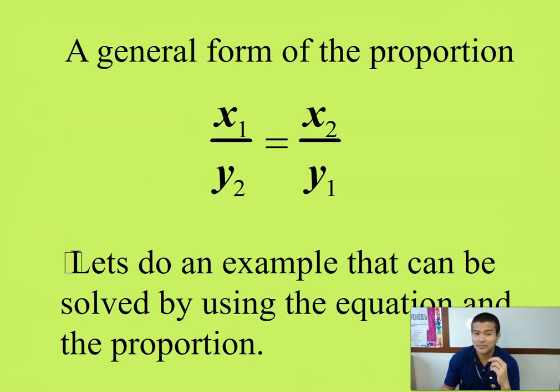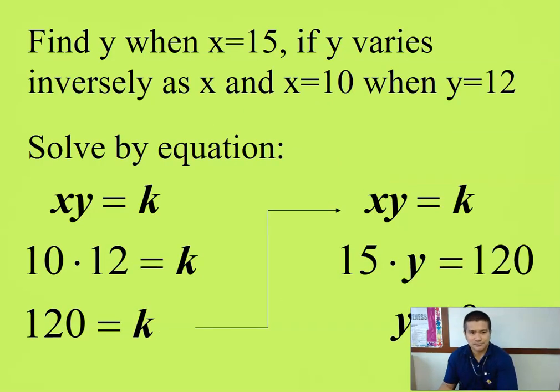The general form for proportion is y1 over x1 equals y2 over x2. But for inverse, you will have x1 over y2 equals x2 over y1. Okay, so let's try some examples. Find y when x is equal to 15, if y varies inversely as x and x equals 10 when y equals 12.